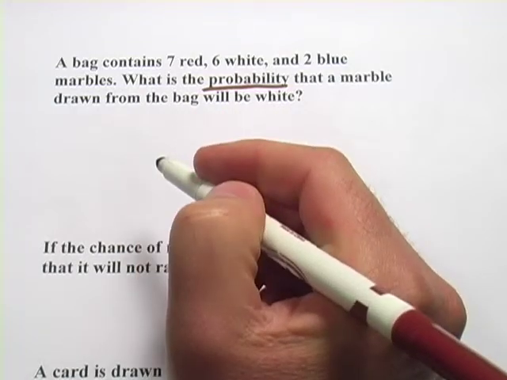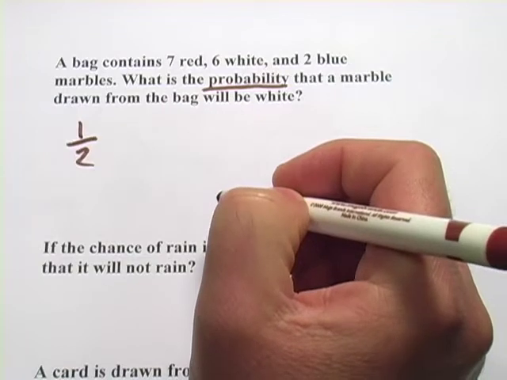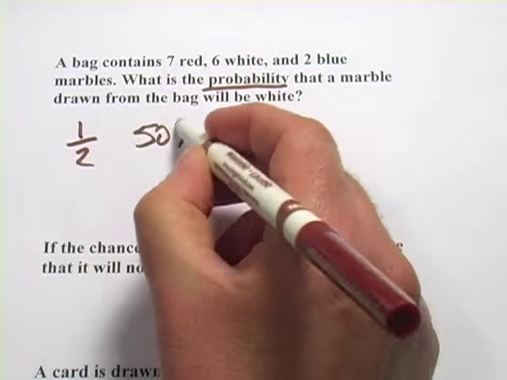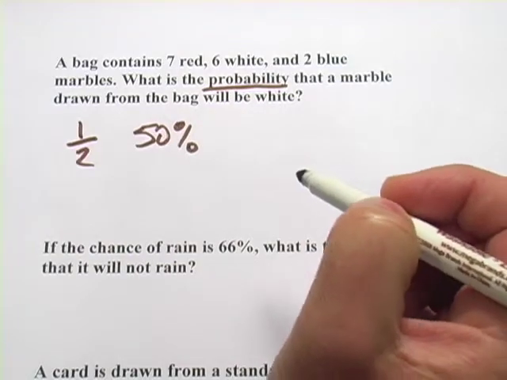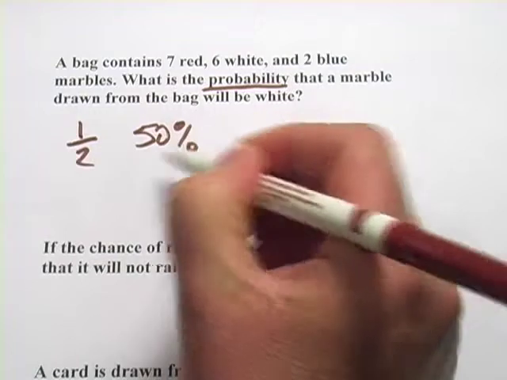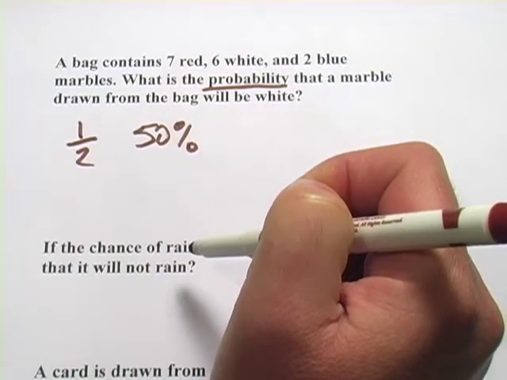So the weather person might say there's a 1 out of 2 or a 1 in 2 chance that it'll rain today. That's the same thing as saying there's a 50% chance that it'll rain today. 50% and 1/2, those are really the same things. When you have 50% of something, you have 1/2. So two different ways to express a probability.